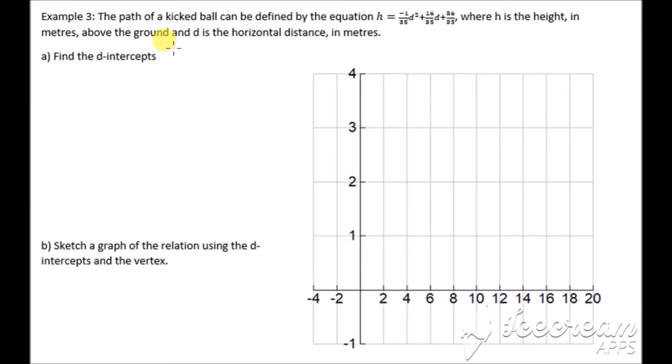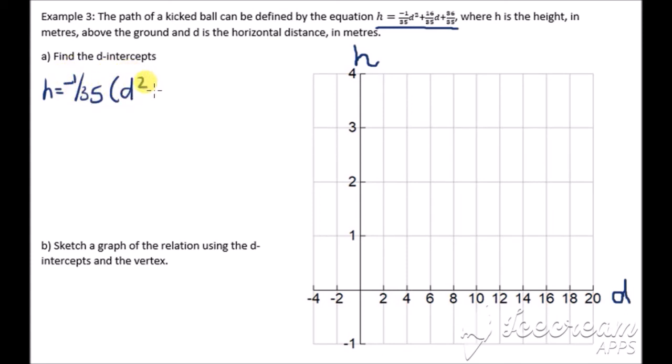3. The path of a kickball can be defined by this equation here, where h is the height in meters above the ground and d is the horizontal distance. Okay, so we got height and then we have distance here. Find the d-intercepts. So what I would do first, all of these numbers here have a denominator of 35. So let's go ahead and common factor out the negative 1 over 35. See if that common factors.